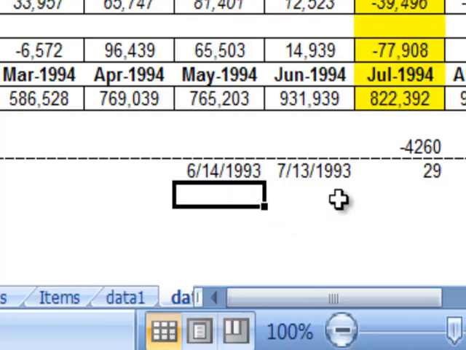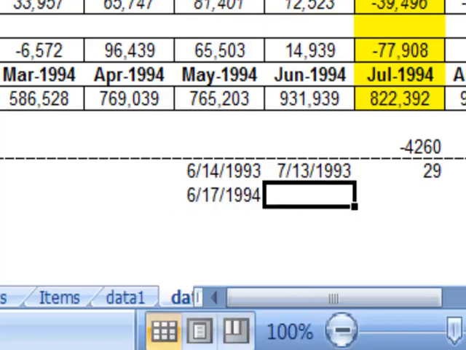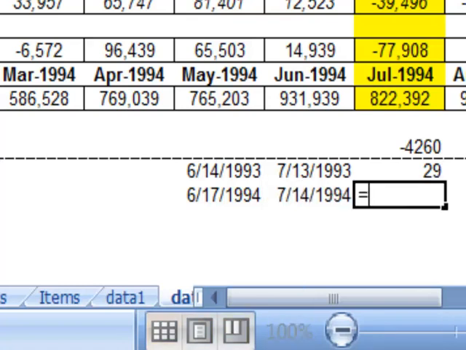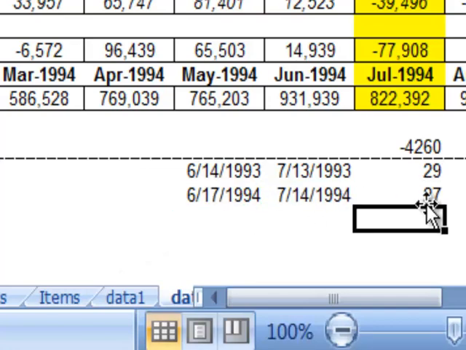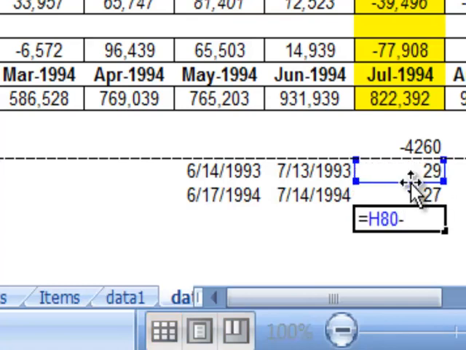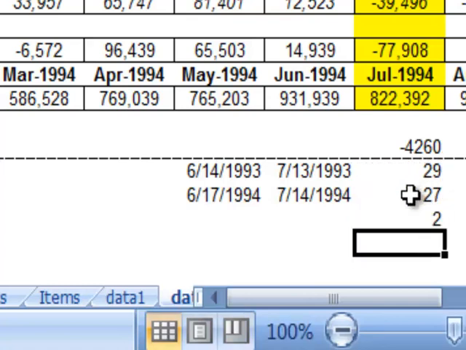And for our reference year, it goes from June 17th, 1994 to July 14th, 1994. So this minus this is 27. So we've got 2 days less in our baseline year.